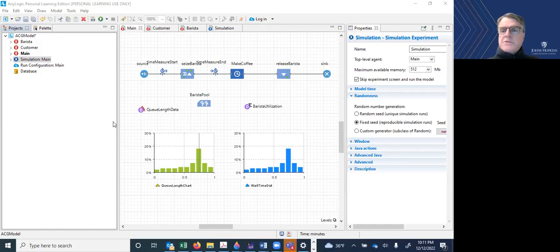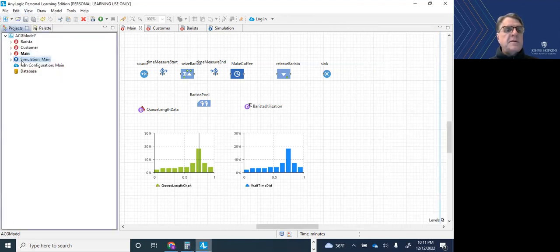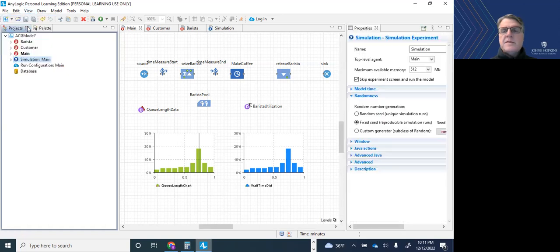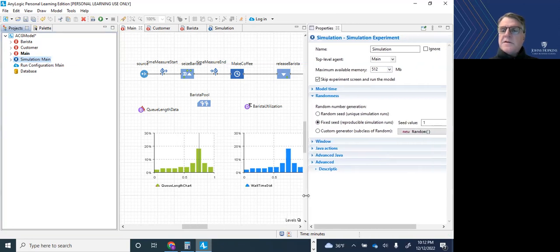Okay, so I did mention we could redo the numbers several times. Let me show you how to do that. Go to properties and then go to simulation main, or go to simulation main and then ask properties. And then you'll see there's a piece down here, randomness, and you can go ahead and change this. So let's just try this.